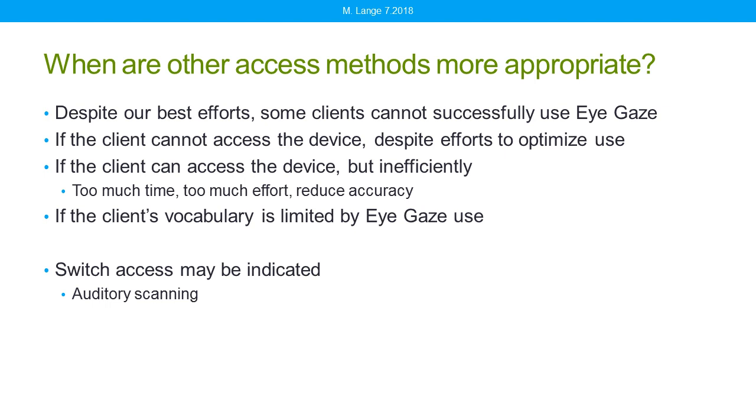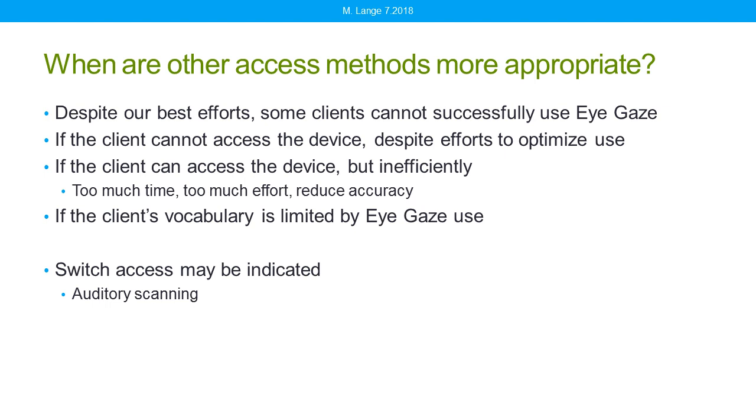But there are times where we've tried everything and it's just not working. So despite our best efforts, some clients just simply are not going to be able to use eye gaze, just like there's clients that can't use other access methods. So if the client cannot access the device despite every effort we make, then we need to explore a different way of accessing the device. If the client can access the device, but they're pretty inefficient, it takes too much time, it takes too much effort, their accuracy isn't very good, then we want to look at a different access method as well.